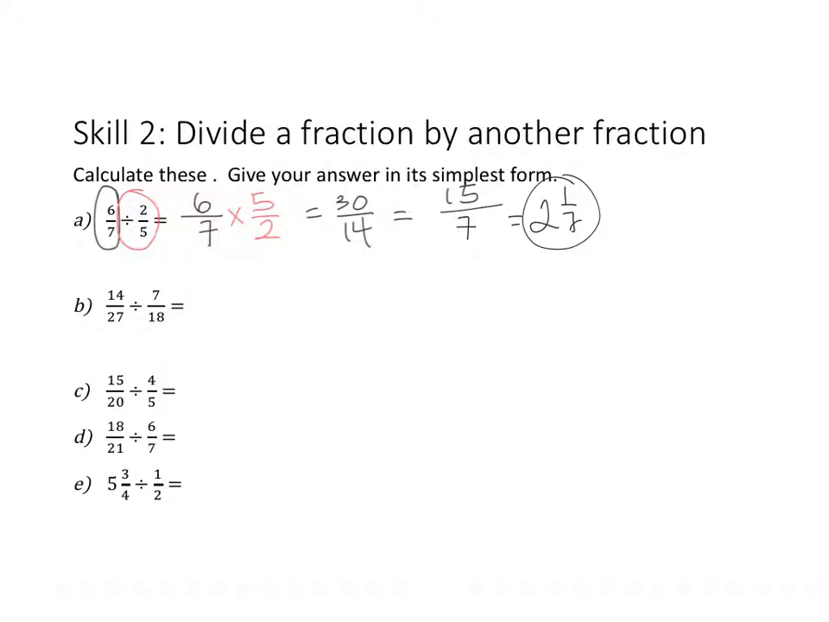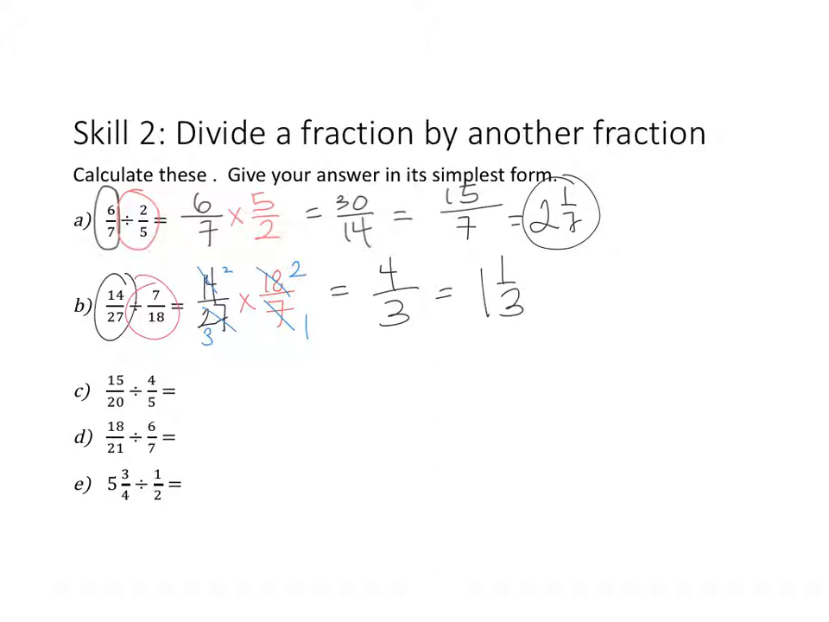The second one, the first one doesn't change, 14/27, multiplied by its reciprocal times 18/7. This is intimidating. I'm going to cross simplify. So this turns into 1 and 2 because I divided by 7. These two I divide by 9, so 27 turns into 3 and 18 turns into 2. And I'm just going to multiply straight across, which makes 4/3, turning into 1 1/3. Go ahead and try the next 3 on your own.